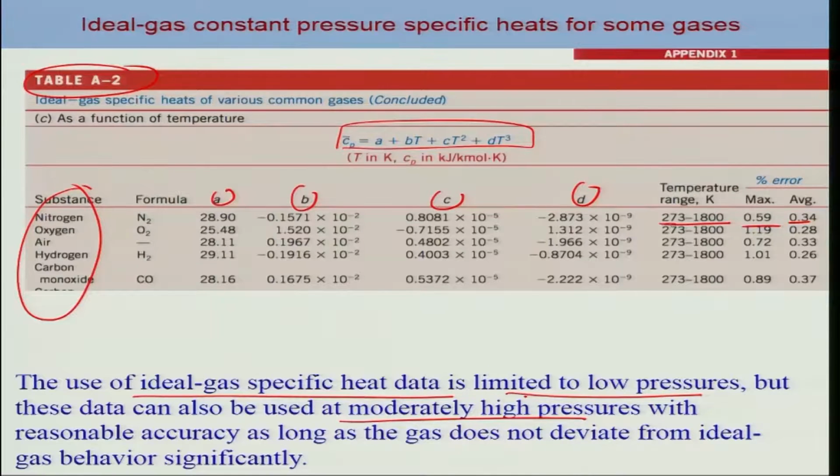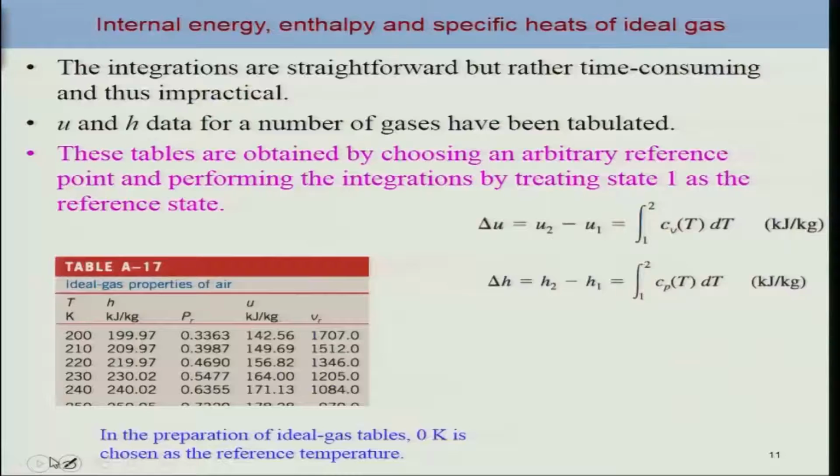Okay, so what we are going to use in this particular course will be an approximation for low pressures. As long as the gases do not deviate from ideal gas behavior, we can make use of this approximation. Since we have to integrate in order to find the changes in internal energy or enthalpy, using this third order polynomial is going to be time consuming, because you have to integrate the series and then put in the values.